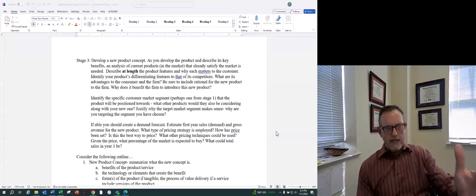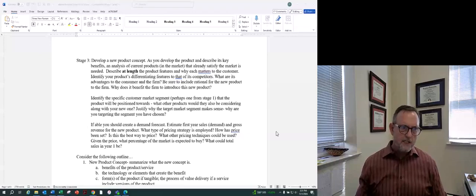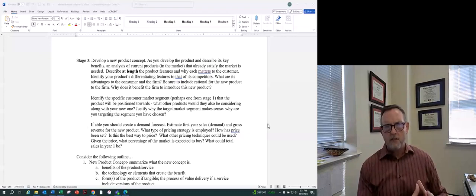So as we begin, I'll look at this stage 3 piece. We want to develop a new product concept. We need to be able to describe at length its details, what it is, why it works, what's unique about it, its differentiating features, all of those types of things, the rationale for this product and what it is. You also have to include price. Make sure you include a pricing strategy or scheme that you'll use in order to price it, and provide justification for doing so.